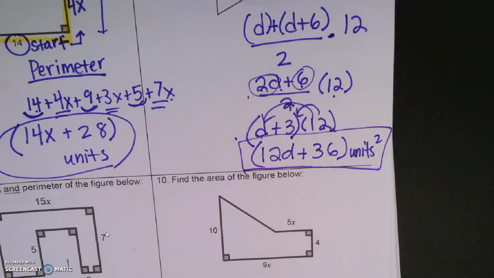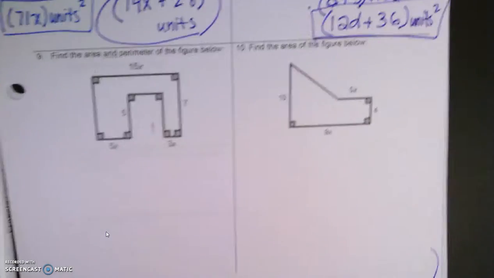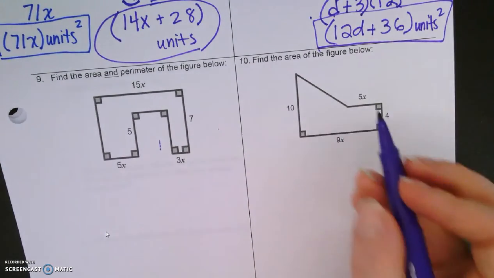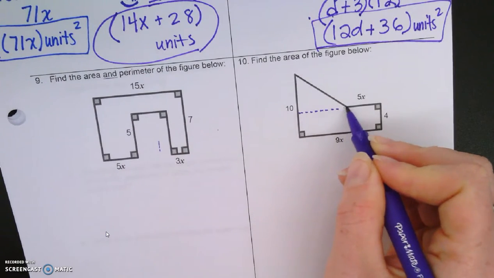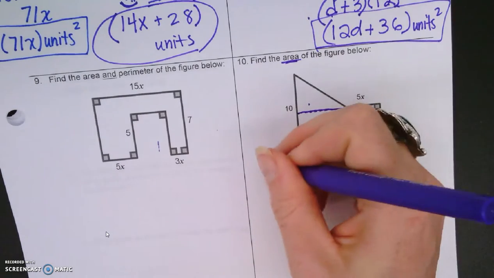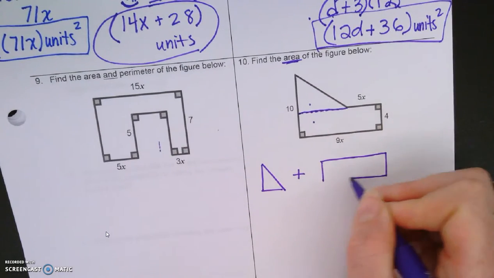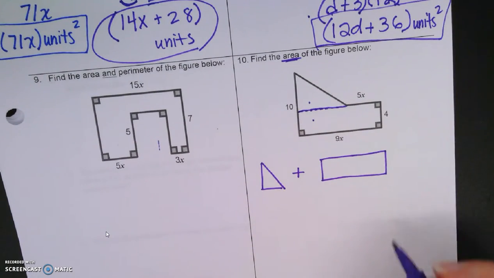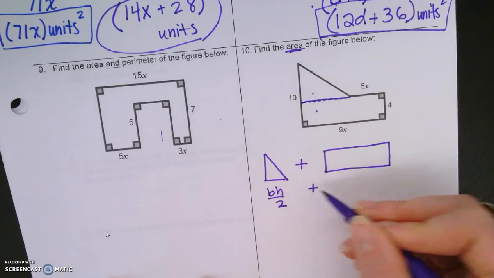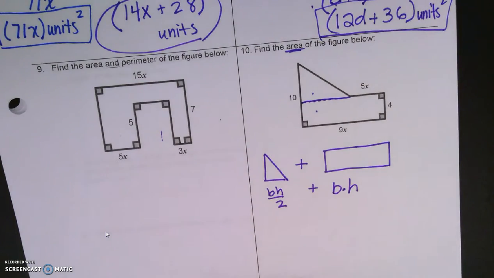Great. Let's move on to number 10. Number 9 is very similar to number 7, and number 10 is similar, except now we have a funny compound shape. Let's make this into a triangle and a rectangle, and then find the area by adding up the area of this triangle plus the area of this rectangle. Okay, remember the area of a triangle is base times height divided by 2, and the area of a rectangle is base times height.